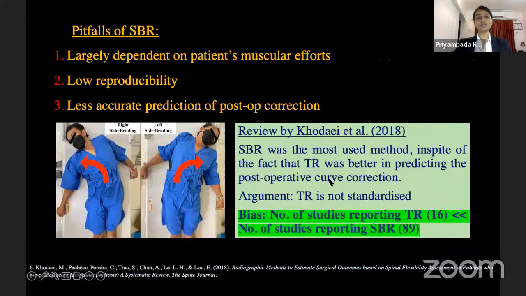The major pitfall of side bending X-ray is that it is largely dependent on the patient's muscular efforts. It has low reproducibility and less accurate prediction of the post-op correction. In a review published in 2018, however, it was seen that bending X-rays were still the most commonly used method in spite of the established superiority of traction X-rays. The argument given by most centers was simple, that traction X-rays cannot be standardized.